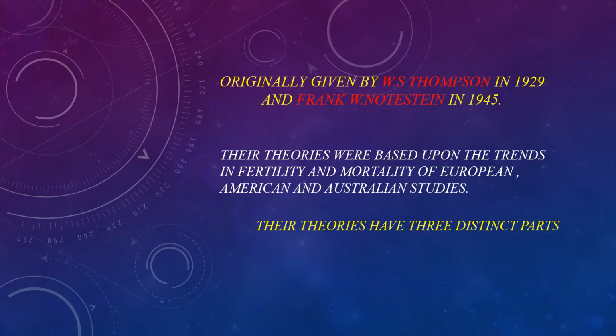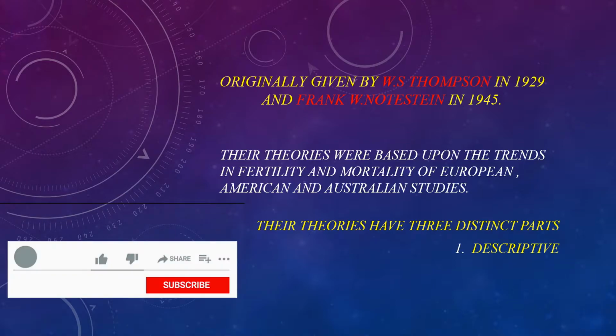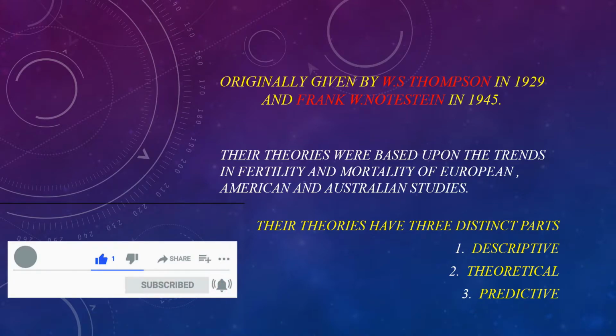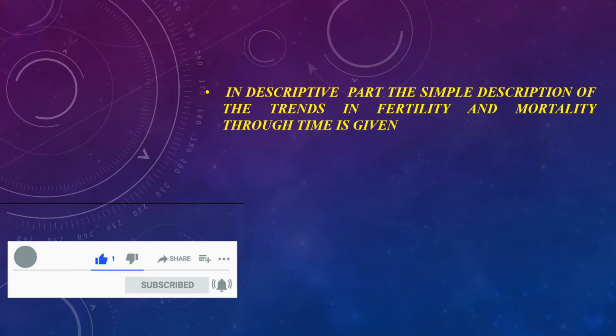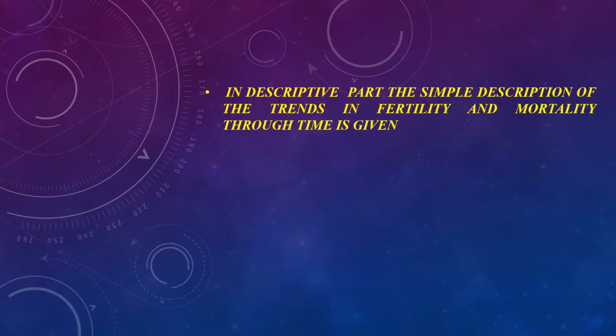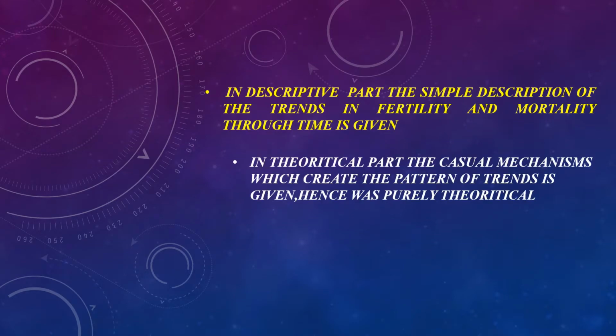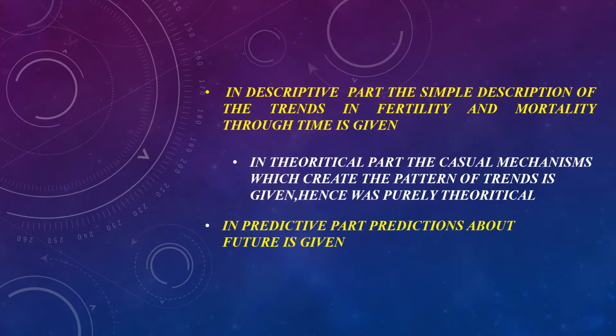studies. Their theory had three distinct parts. First one is descriptive, second one is theoretical, third one is predictive. In the descriptive part, the simple description of the trends in fertility and mortality through time is given. In the theoretical part, the causal mechanism which creates the pattern of trends is given, hence it was purely theoretical. In the predictive part, predictions about the future are given.